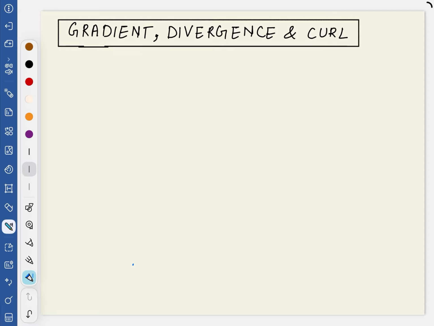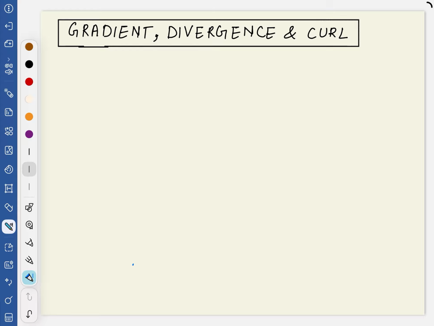Hello everyone. So the topic for today is gradient, divergence and curl. These are the mathematical operations which are used in many physical problems related to electrodynamics. These are the fundamental operations in vector calculus. So to dive into the topic, first we have to understand what is del.